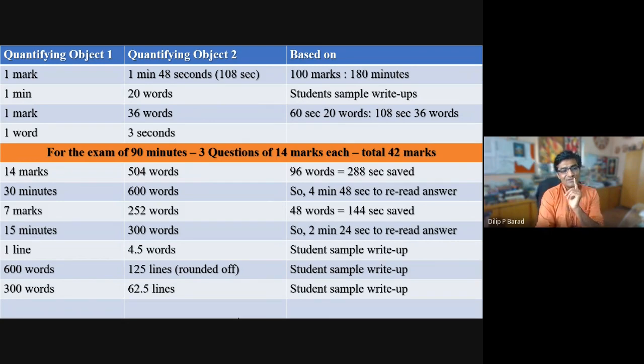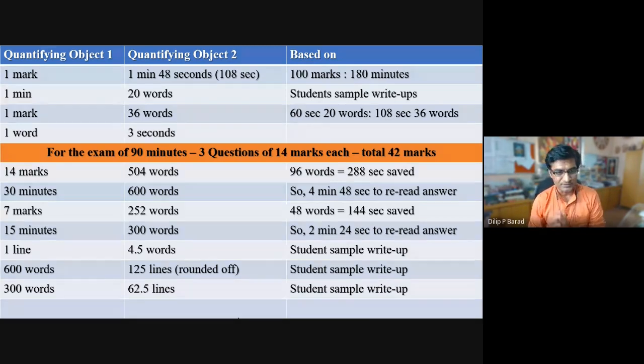One line normally stands for 4.5 words. That is again from the lines that the students who have responded have given. So from student sample write-ups, we say that 1 line is equal to, on an average, 4.5 words. We will see some images of answer papers to see that it is very difficult to say that everybody must be writing 4 to 5 words.